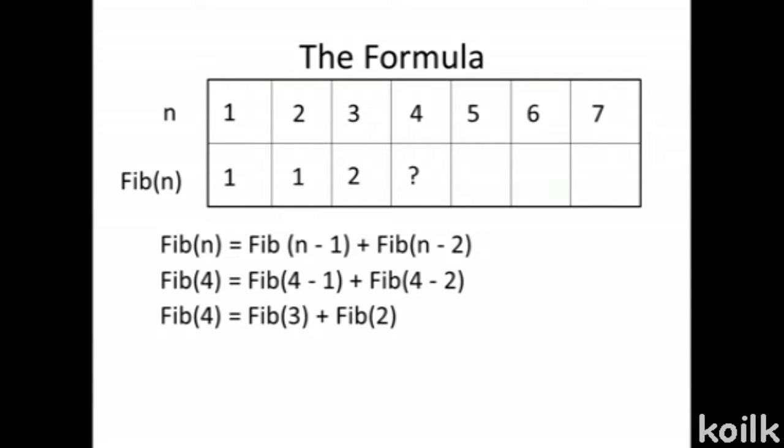So we then simplify this. We then get Fibonacci 4 equals Fibonacci 3 plus Fibonacci 2. We already know what Fibonacci 3 is, and we also know what Fibonacci 2 is if we just look at the chart. Fibonacci 3 is going to be equal to 2. Fibonacci 2 is going to be equal to 1. So we add these two values together, and we ultimately get Fibonacci 4 equals 3.